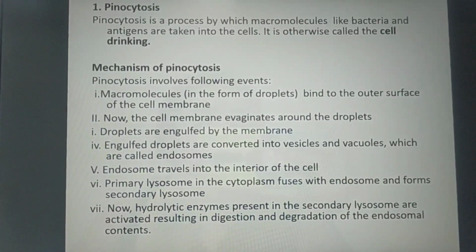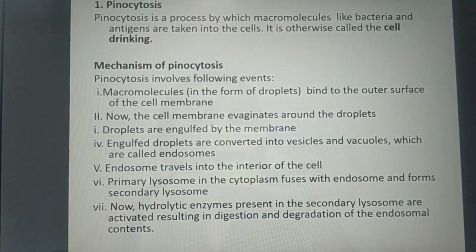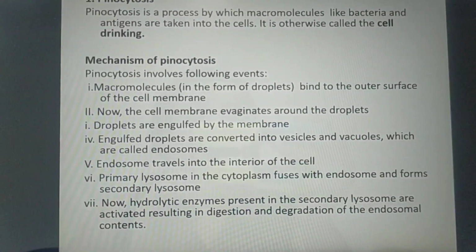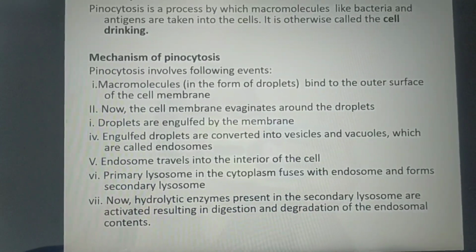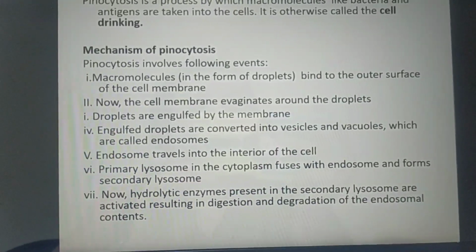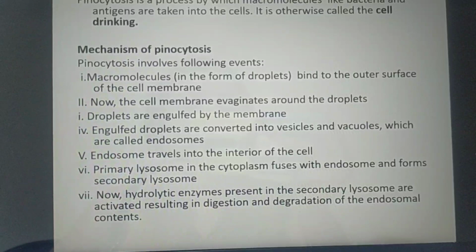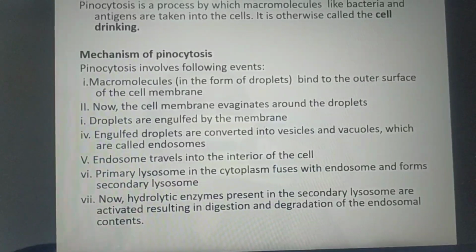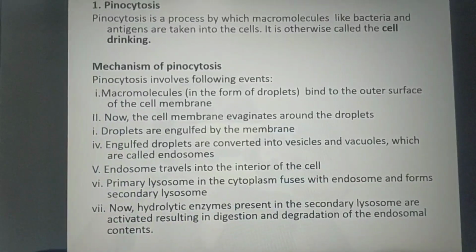macromolecules in the form of droplets bind to the outer surface of the cell membrane. Now the cell membrane evaginates around the droplets. Droplets are engulfed by the membrane. Engulfed droplets are converted into vesicles and vacuoles, which are called the endosomes. Then endosome travels into the interior of cell. Primary lysosome in the cytoplasm fuses with endosomes and forms secondary lysosome. Now hydrolytic enzymes present in the secondary lysosome are activated, resulting in the digestion and degradation of the endosomal contents.